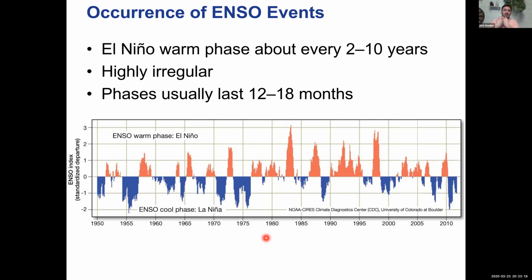There's really no set pattern, you can't set your watch to it. There's no steady rhythm to it. But when they show up, as they did back here in 1983, I'll use my little laser pointer, that was a massive one. In the late 90s, 98, 99, that was a major El Nino. And I have some more modern data that I was able to pull here.